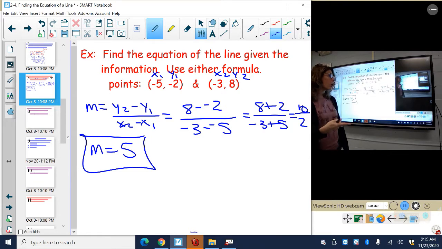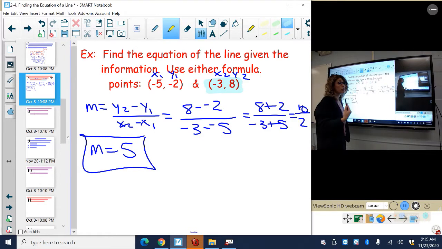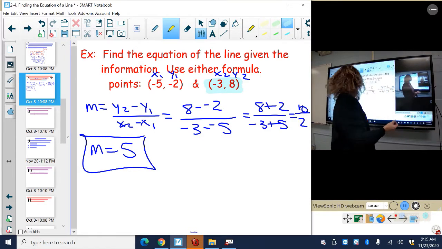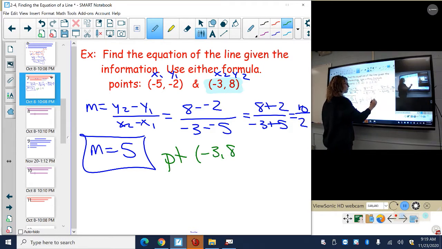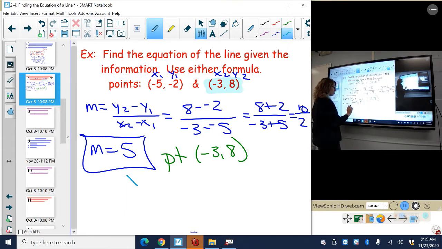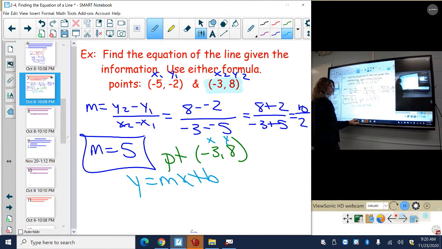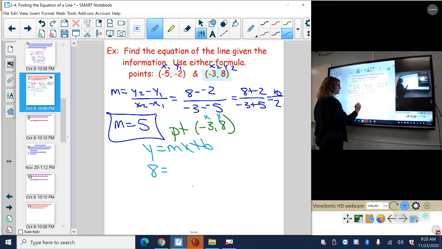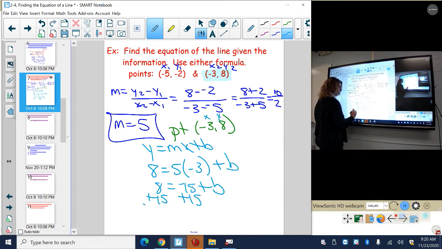So now that I know what my slope is, I'm going to choose a point. It does not matter which point you choose. I'm going to choose the point with less negatives. So my point is -3, 8. And now I'm also going to use the formula y equals mx plus b. When I use this formula, I label my point x and y. So I have 8 is equal to 5 times -3 plus b. So 8 is equal to -15 plus b. Add the 15 over, and I get 23 is equal to b.